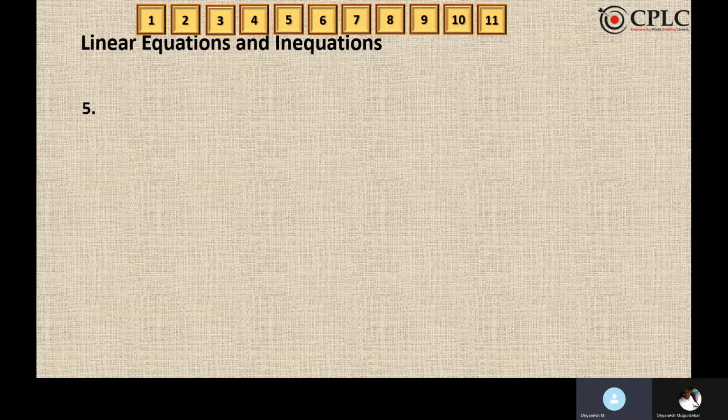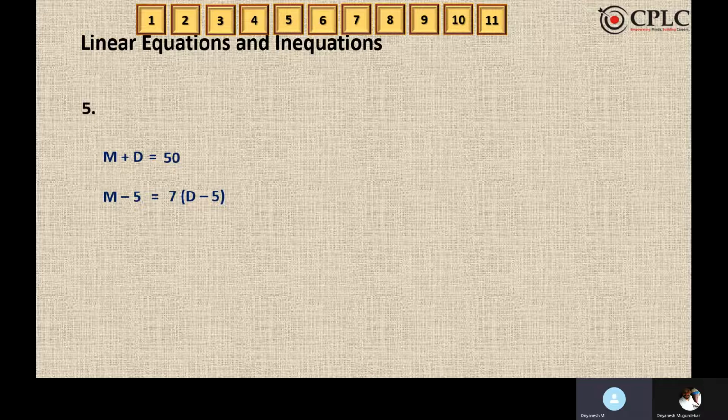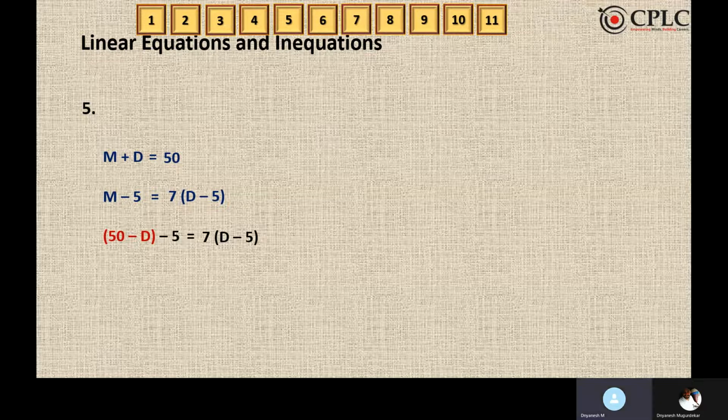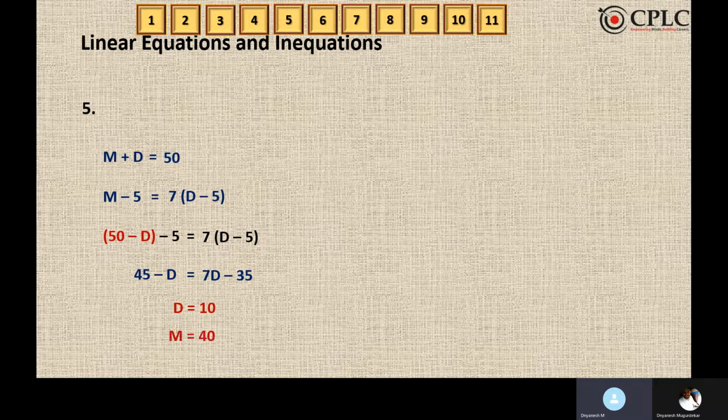You'll get your answer. So either you can do that, or from the first equation, instead of m, you can substitute 50 minus d everywhere in the second equation, and you will get the value of d after solving this, which turns out to be 10. Substitute in the first equation, m is 40. So the respective ages of mother and daughter are 40 and 10 respectively. Answer option 3.